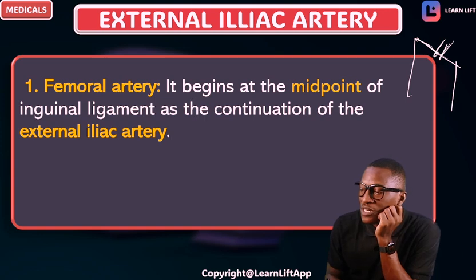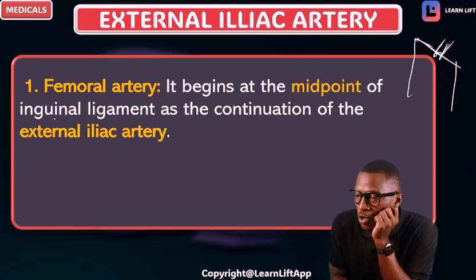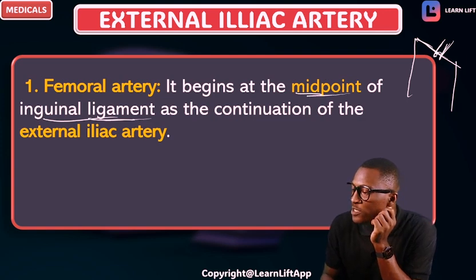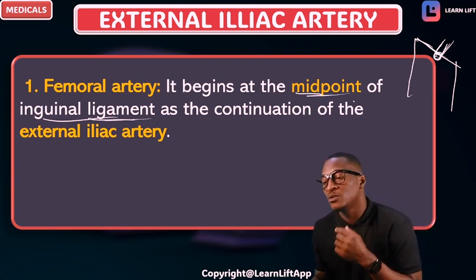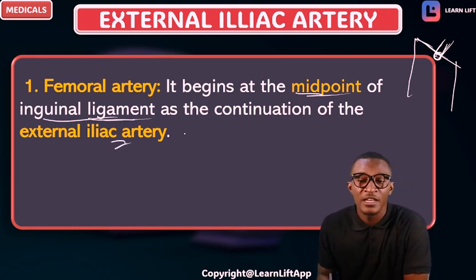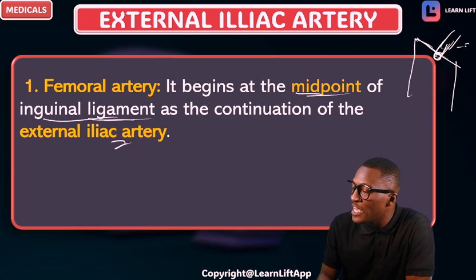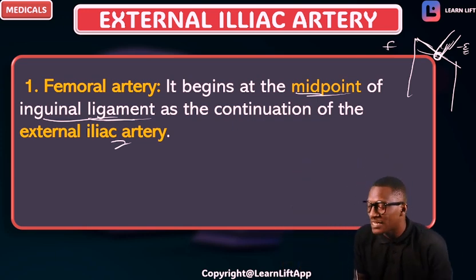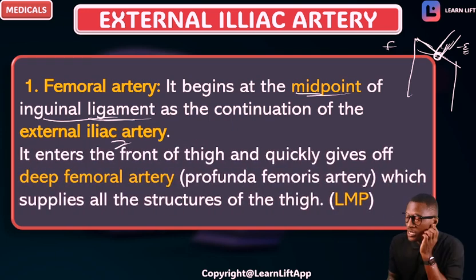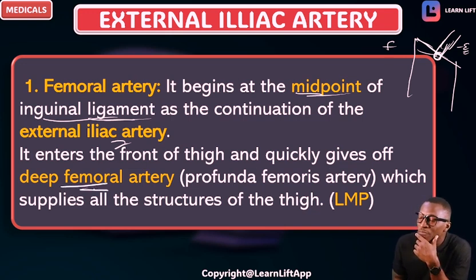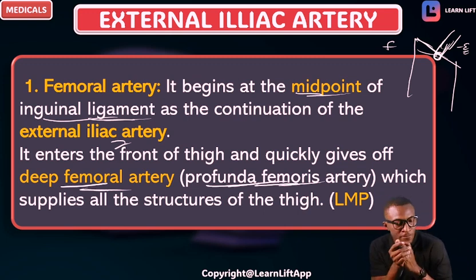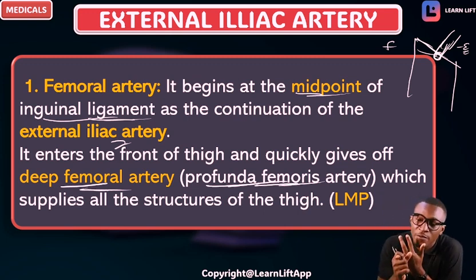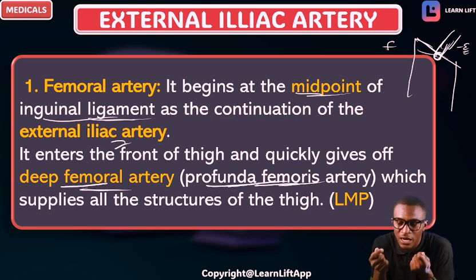So we said the femoral artery begins at the midpoint of the inguinal ligament. We take this point to be the midpoint of the inguinal ligament, as the continuation of the external iliac artery. At this point it is the external iliac artery, but when you get to this point, it becomes the femoral artery. It enters the front of the thigh and quickly gives a branch, the deep femoral branch, or the profunda femoris branch.